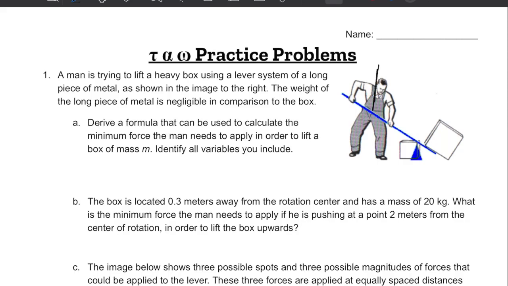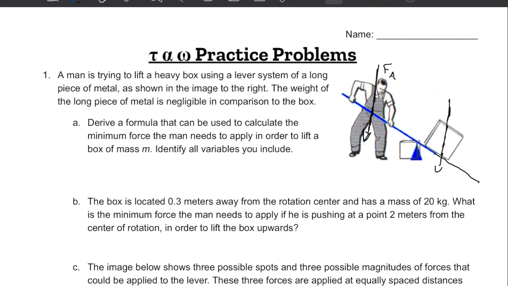We've got a man trying to create leverage with a long piece of metal. His force, I'm going to guess, is going straight down. The force of the box on that long piece of metal would also be going straight down based on the force of gravity. I've extended the long piece of metal because that is the line of action.